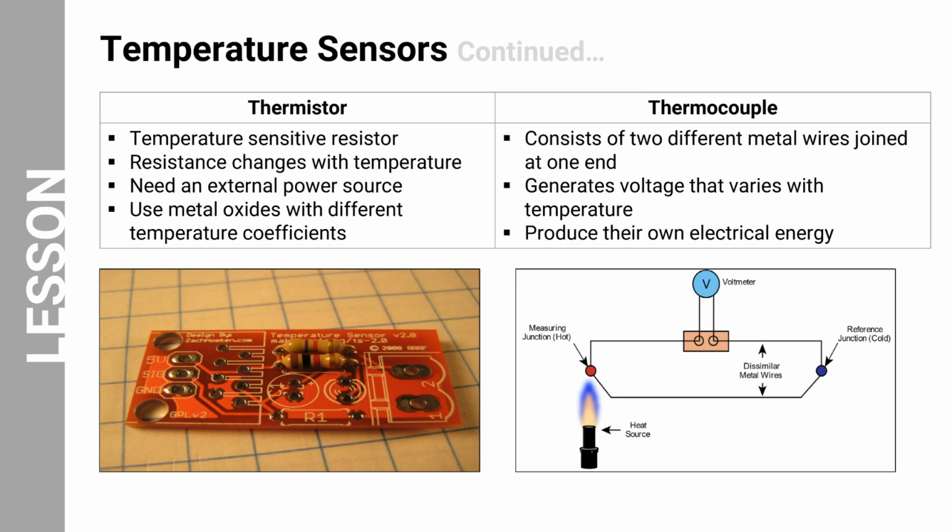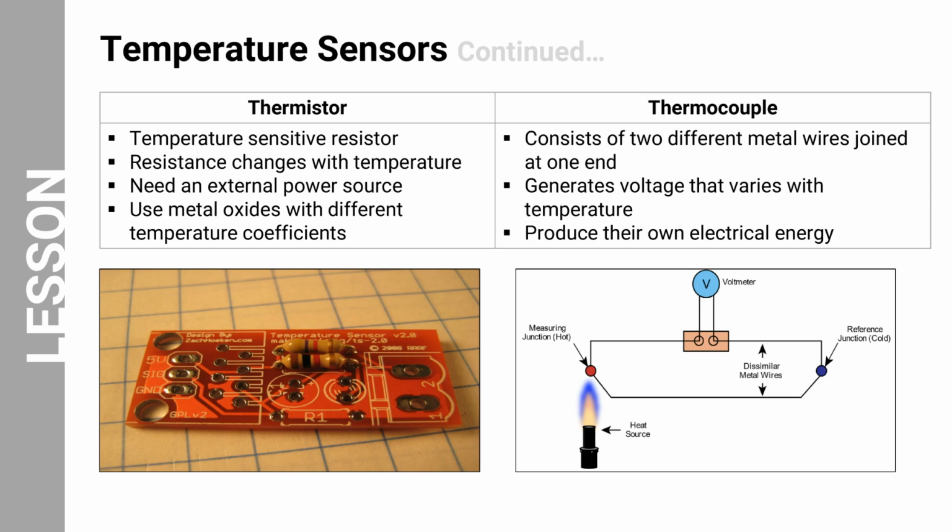for temperature sensing. In contrast, a thermocouple consists of two different metal wires joined at one end to create a measuring junction. When this junction is exposed to heat while the other end, known as the reference junction, remains at a known temperature, the thermocouple generates a voltage that varies with temperature.